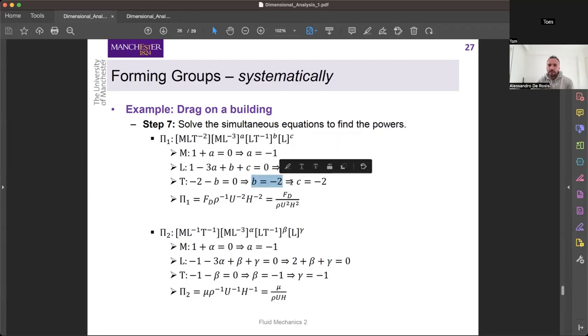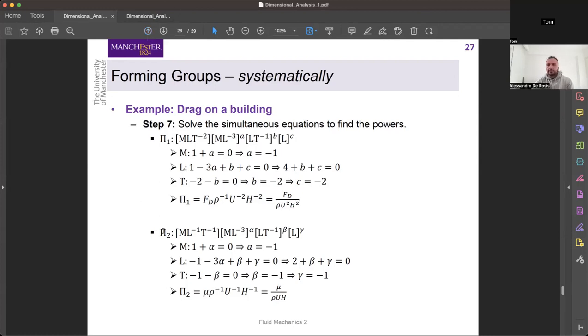You get all a, b, and c. You substitute a, b, and c in the expression of pi one, and you get the first dimensionless group, fd divided by rho u to the power two, h to the power two. This is also known as the drag coefficient, which is a dimensionless group, and is the output of the problem.